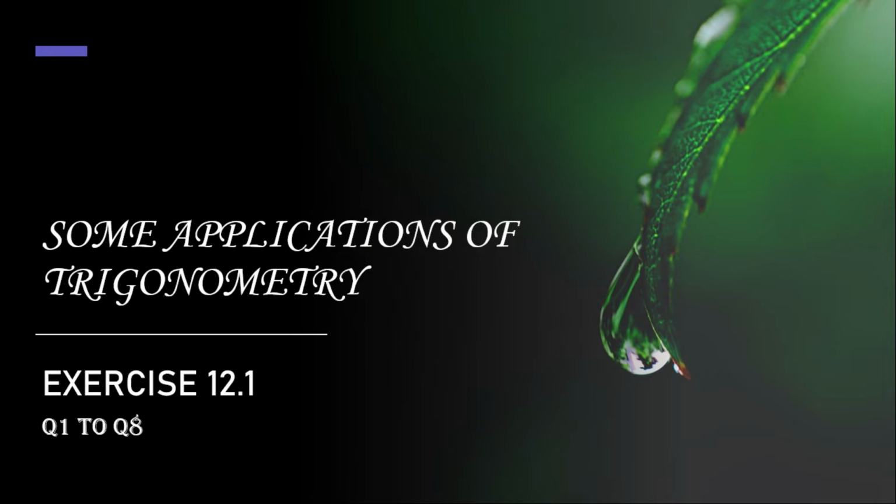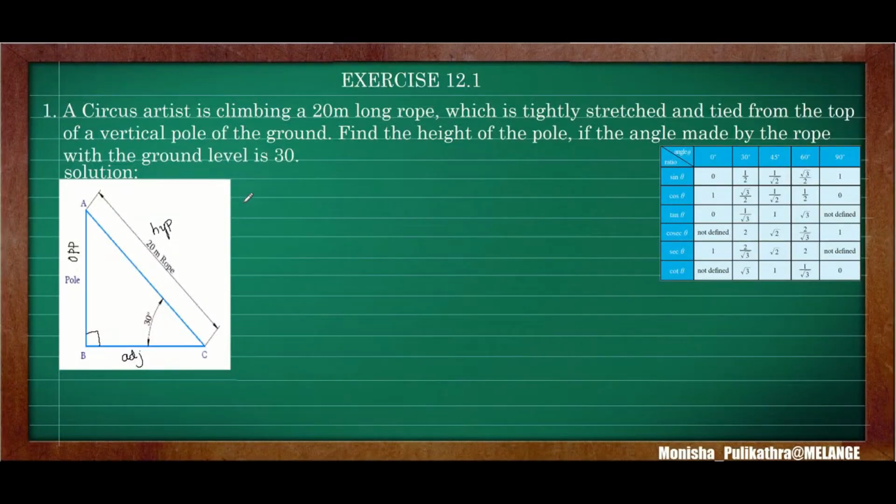So in my previous video, I had done line of sight, angle of elevation and angle of depression, which is the introductory part of this chapter. So here only the first 8 questions I will be completing. So let us start the session. Moving on to the first question of exercise 12.1.